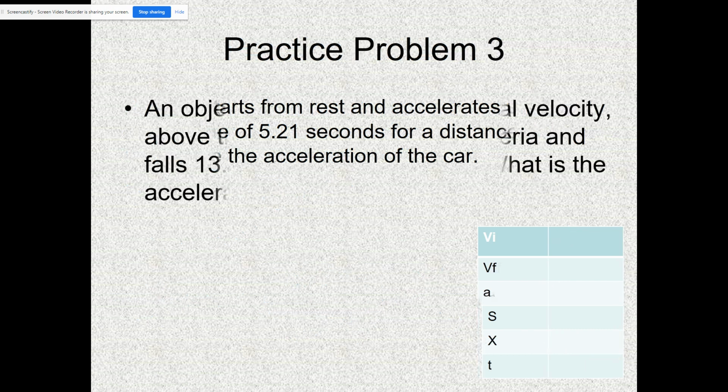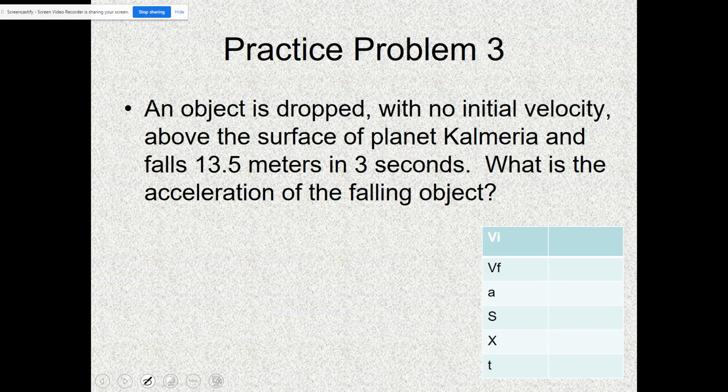Take a look at another example. An object is dropped with no initial velocity, 0, above the surface of a planet, and it falls 13.5 meters. So it's going to fall 13.5 meters in 3 seconds. What is the acceleration? So it looks like this time I need time, acceleration, and no initial velocity again.